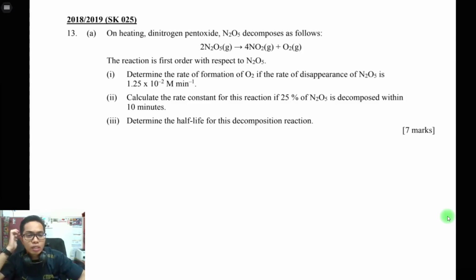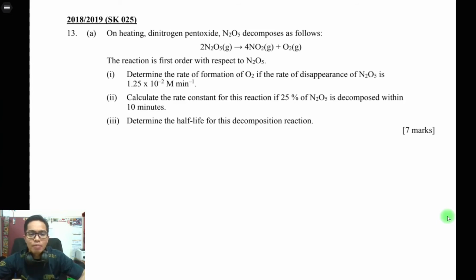Today we are going to discuss two more partial questions, which are question 13 and question 14 for the chapter reaction kinetics. On the screen, on heating, dinitrogen pentoxide N2O5 decomposes as follows. So the equation is given. The reaction is first order with respect to N2O5.